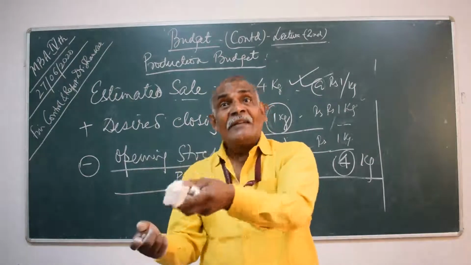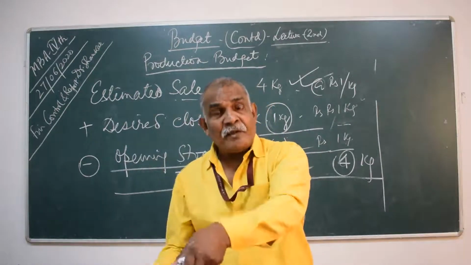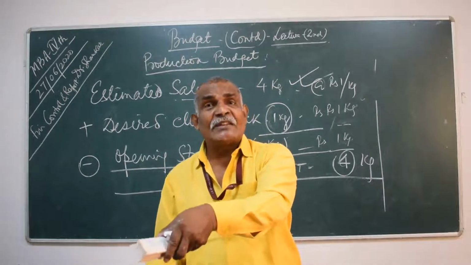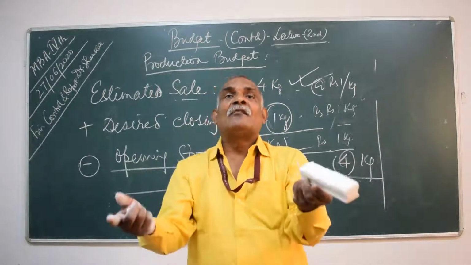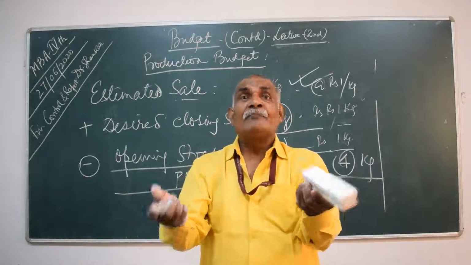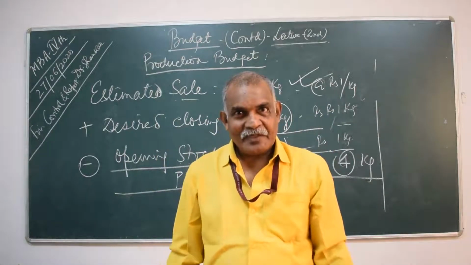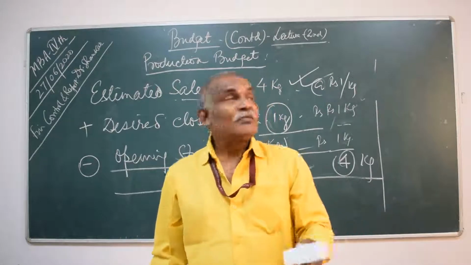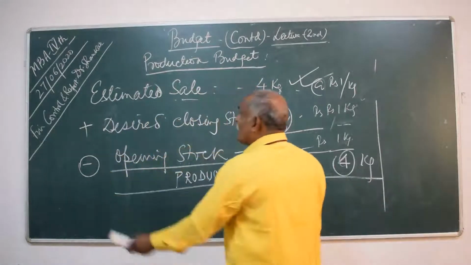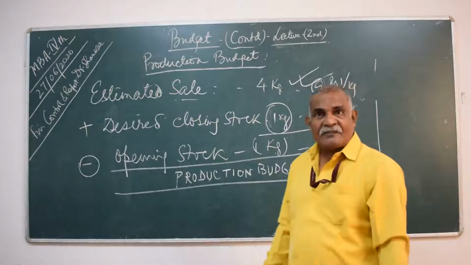Thereafter you will add the administrative cost and selling and distribution expenses. Then you will get the total cost. Then you will add the profit, and this will become the sales. Is that clear? So the rest we will discuss. This is the production cost, production budget we have discussed.